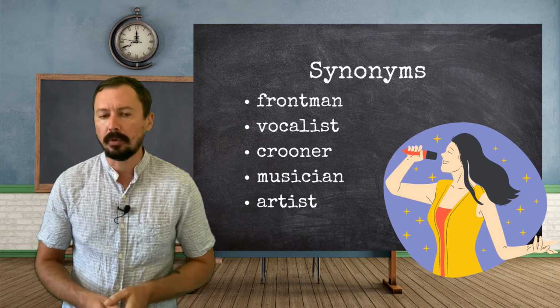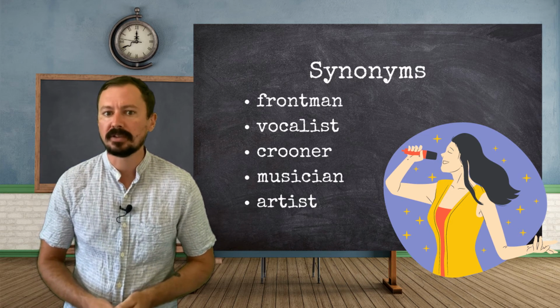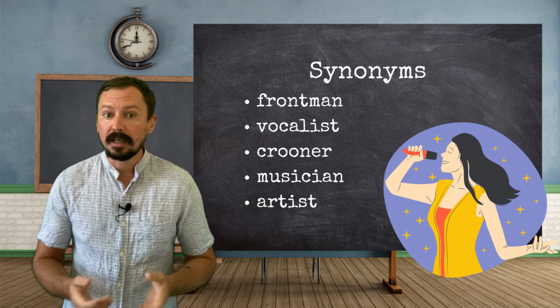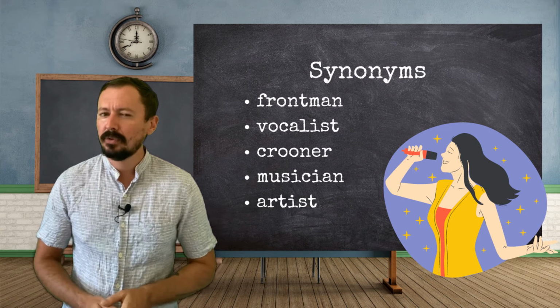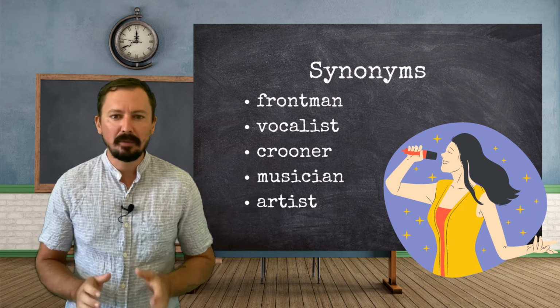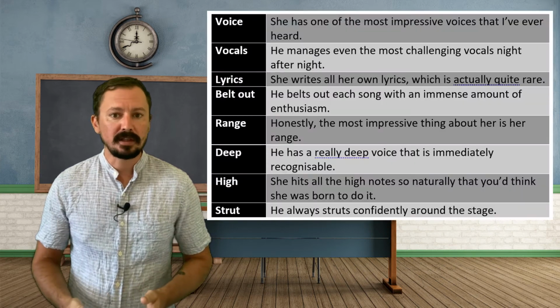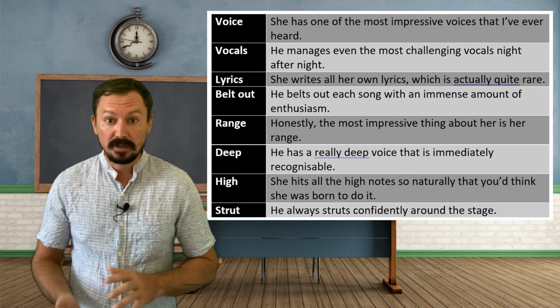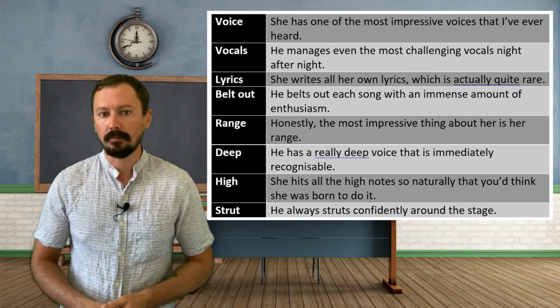Frontman, for example, is used only for men and thus could not be applied to a female singer, whilst a crooner is a specific type of singer. It is also not typically viewed as very flattering, so it may not be appropriate for your favorite one. Other words that could be used include voice, vocals, lyrics, belt out, range, and so on.